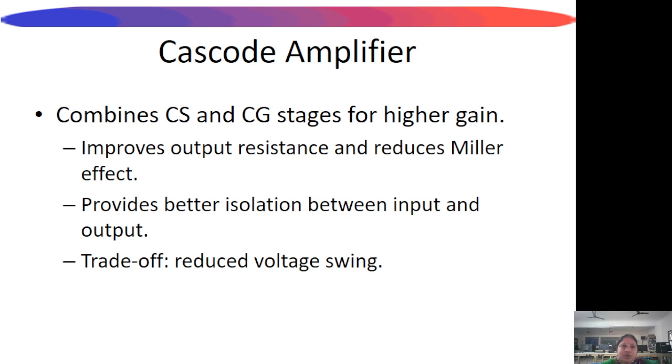Next we see about the cascode amplifier. The cascode amplifier combines common source and common gate stages. This combination increases output resistance. Higher output resistance leads to higher gain. Cascode configuration reduces the Miller effect. It improves the bandwidth and frequency response and also provides better isolation between the input and output. Here, the voltage swing is also reduced.